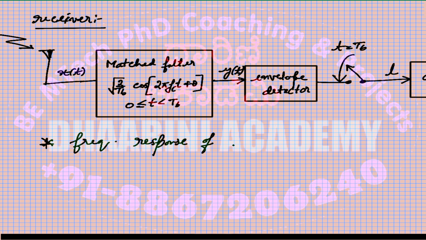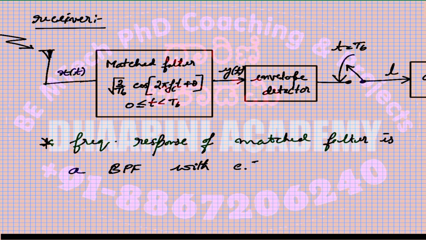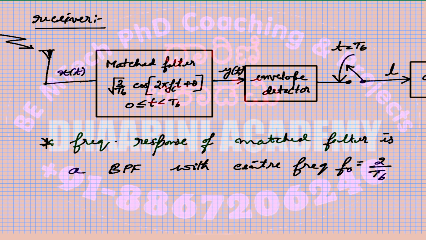The frequency response of the matched filter is a BPF, which is a band pass filter with center frequency f naught equal to 2 divided by TP. So whenever it comes out of the matched filter, you get a y of t.